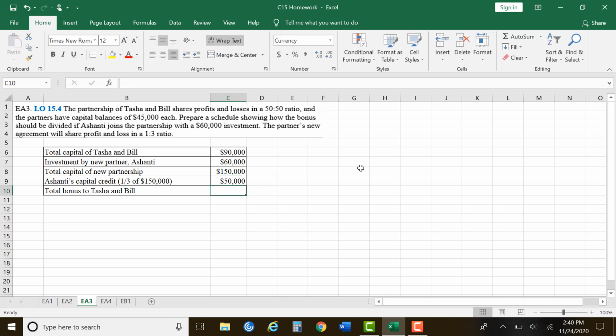So the total bonus that Tasha and Bill would be the difference between her capital credit and the investment by the new owner. So $10,000, which would be split between Tasha and Bill. But this number is the difference between these two numbers: what she paid in, or what her credit is worth, versus the investment.